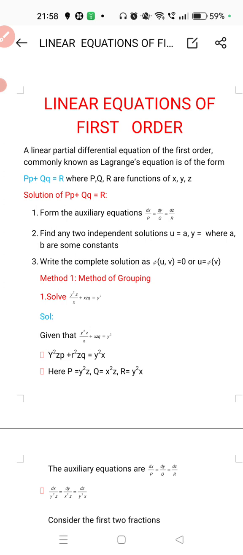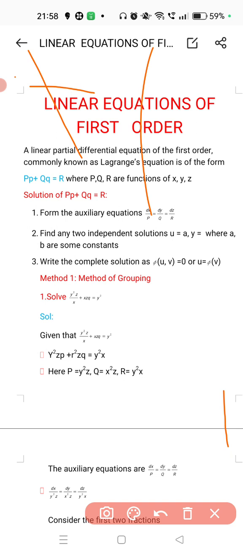Now we shall see how to solve this linear partial differential equation of first order. What are the steps we have to follow? First of all, you have to form an auxiliary equation, also called the subsidiary equation. It looks like dx by P is equal to dy by Q is equal to dz by R, with capital P, Q and R in the denominators.